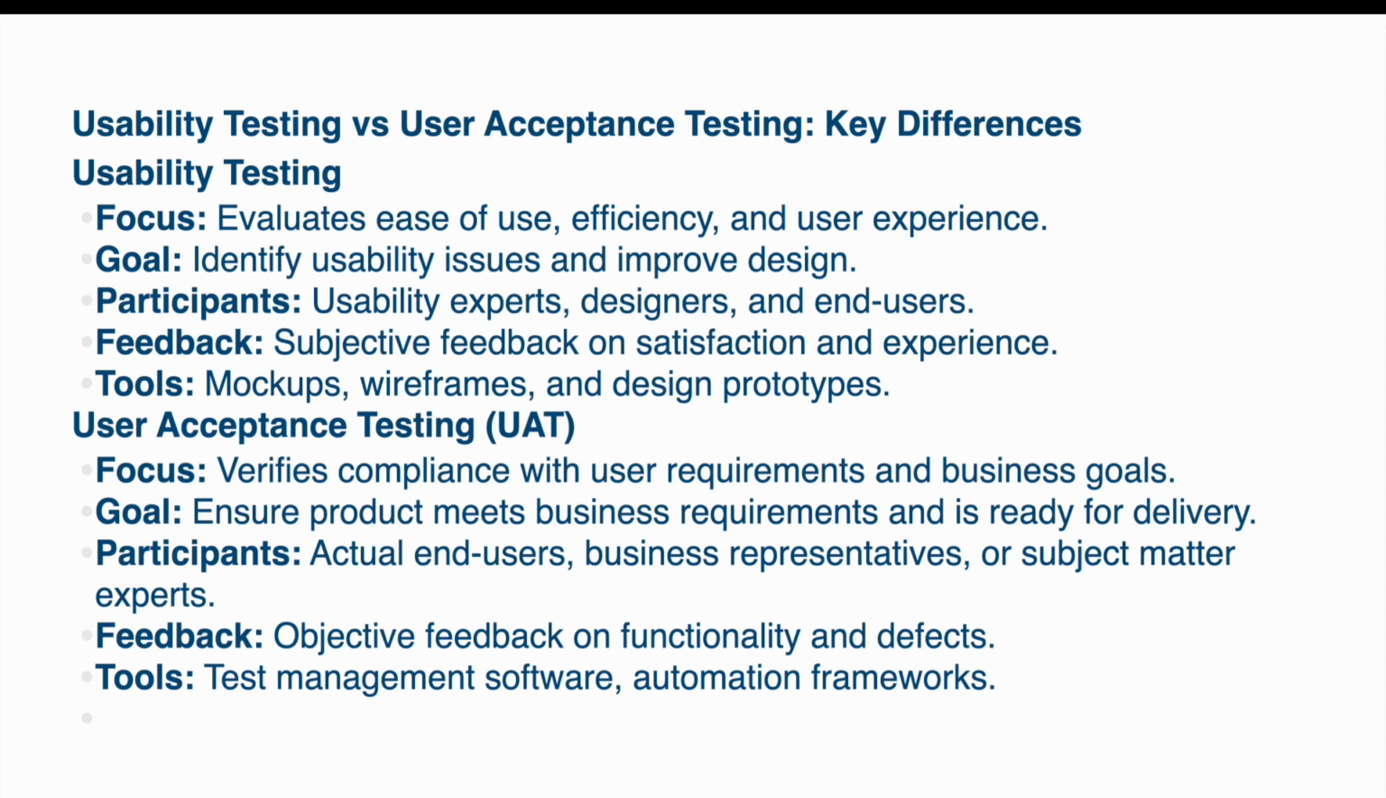Feedback focuses on subjective feedback including user satisfaction, frustration, and experience. But in UAT, focus is on objective feedback including defects, issues, and discrepancies. Tools: we have some tools for usability testing like mockups, wireframes, and design prototypes to observe user interaction and record observations.